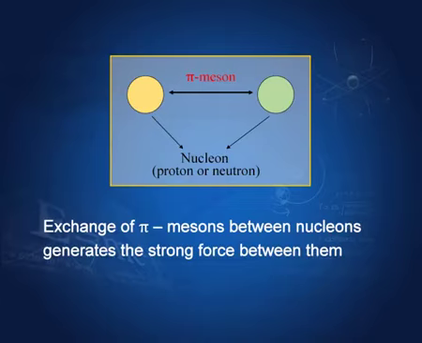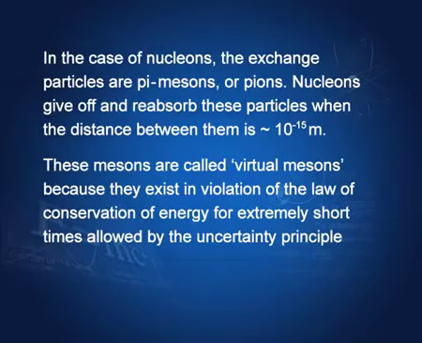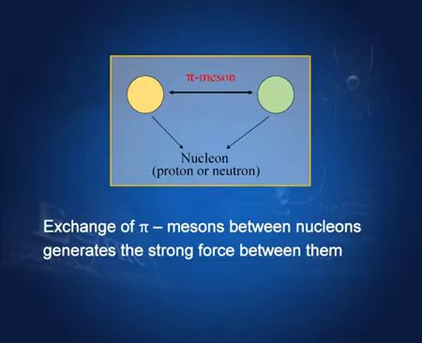The strong force is due to the emission and reabsorption of the pi mesons between the two nucleons. These mesons are called virtual mesons because they exist in violation of the law of conservation of energy for extremely short times. Interesting, you see, the existence of mesons is against the law of conservation of energy, because where do they come from? You cannot explain it from the law of conservation of energy. Is the law of conservation of energy violated? Yes, but for very short times. Again, because of the uncertainty principle.